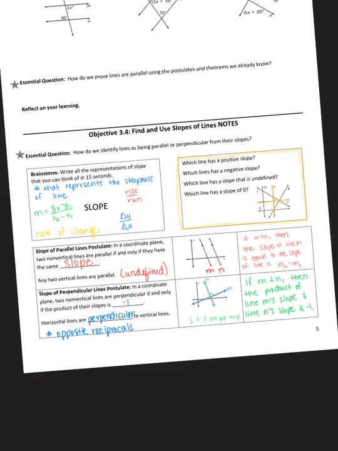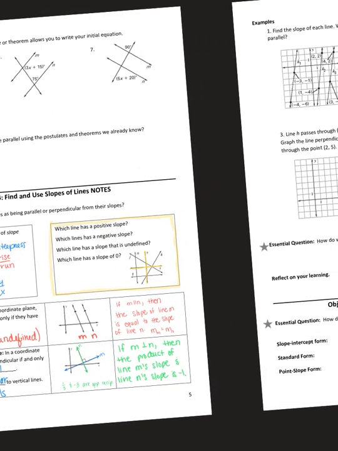Okay, so those are your two slope postulates for parallel and perpendicular lines. Let's take a look at the second page and look at some examples. So we've got: find the slope of each line, which lines are parallel. I'm going to let you do that one on your own. And then we're going to do number 2 together real quick.